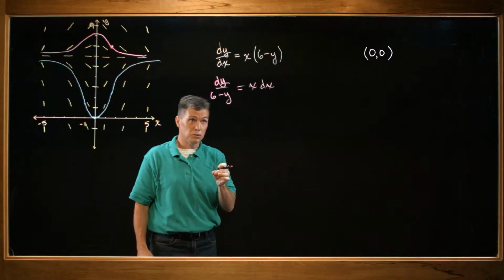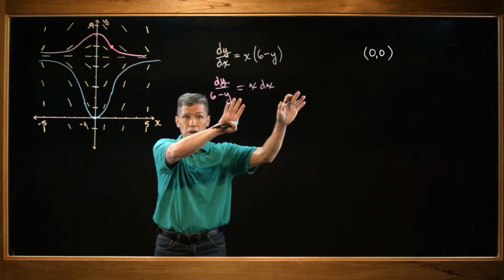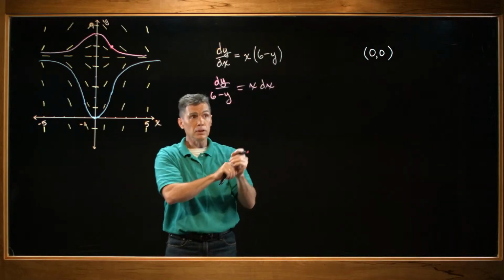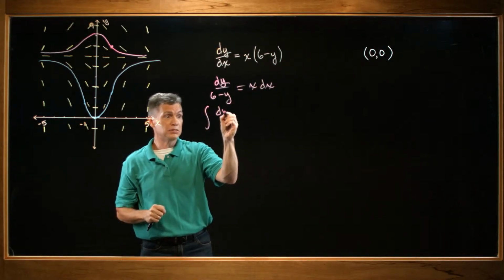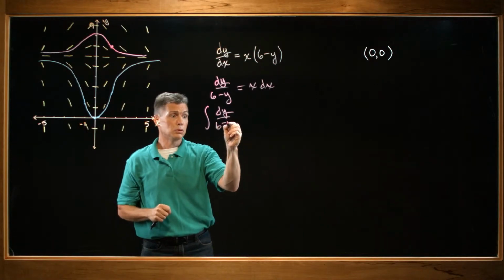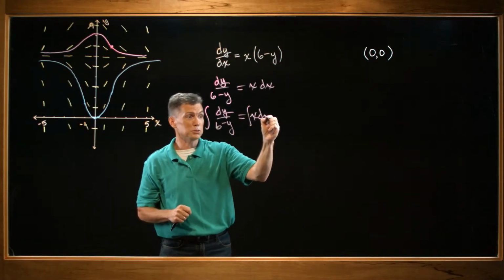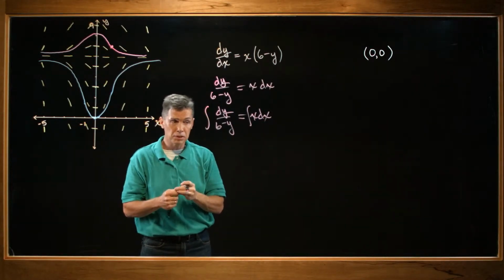So this is what we're shooting for with separation of variables. All the x's on one side, including the differential element, all the y's on the other. Now we're going to solve that by integrating each side of the equation. One of those golden rules in mathematics is you can do whatever you want as long as you do it to both sides of the equation.